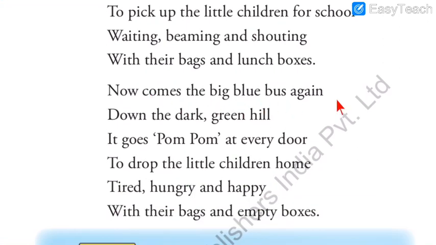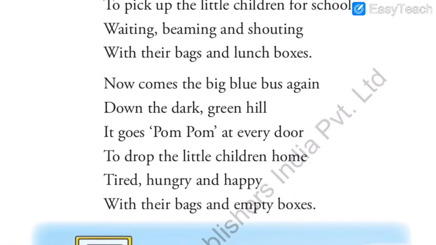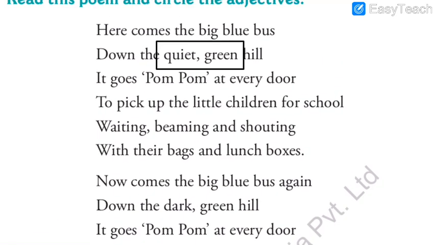Now comes the big blue bus. This we have already done. Down the dark green hill. This also we have done. So I am not going to highlight each and every adjective, because if I do so, you are going to do nothing. Correct? You are just going to paste the answers. So I'll keep it for you to solve, because we already have discussed a lot of things about the adjectives, and I also gave you the hint how to find the adjectives from the poem by reading it carefully. If you pay attention, you will get it. It is very easy, it's not hard at all.